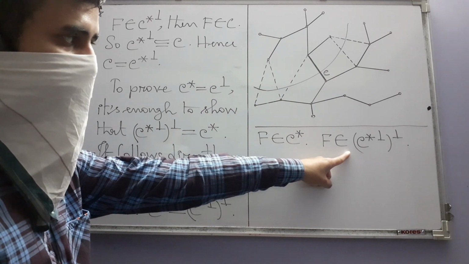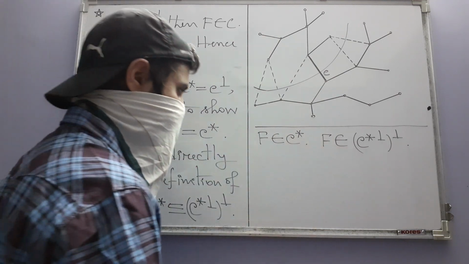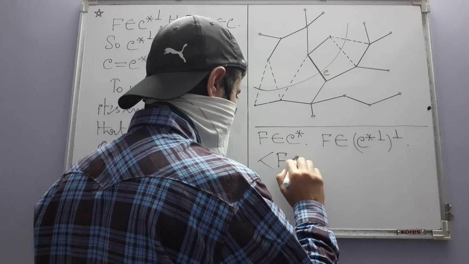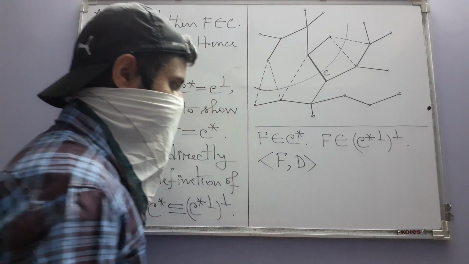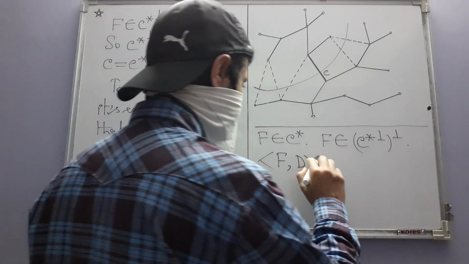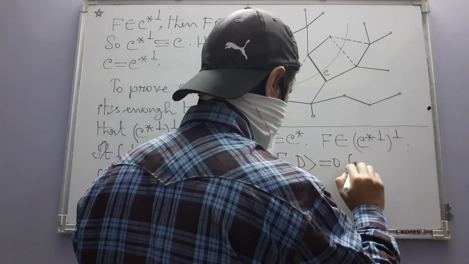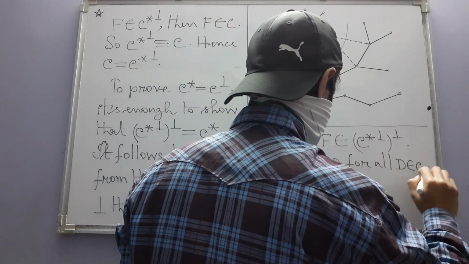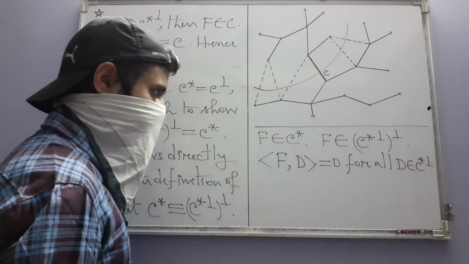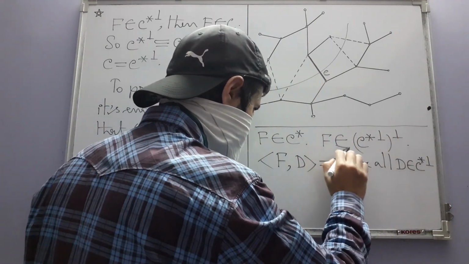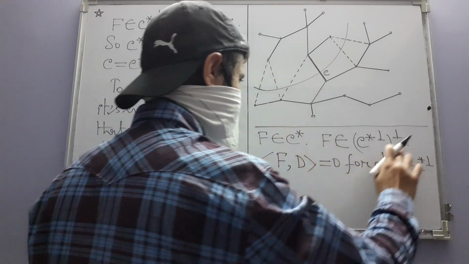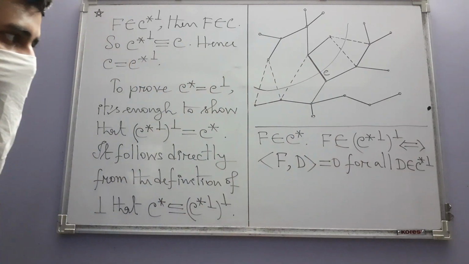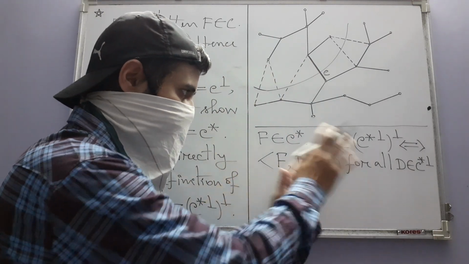What does this mean? It means that we have to show that this inner product is 0 for all t belonging to C star perpendicular. This statement, just this one, is logically equivalent to this. But now let us look at this statement.